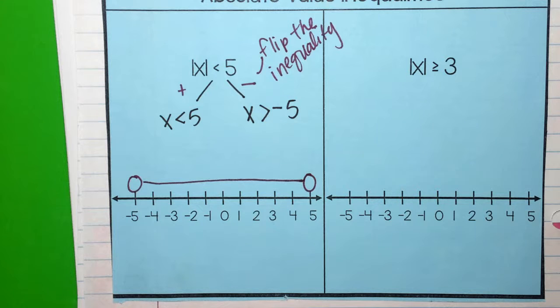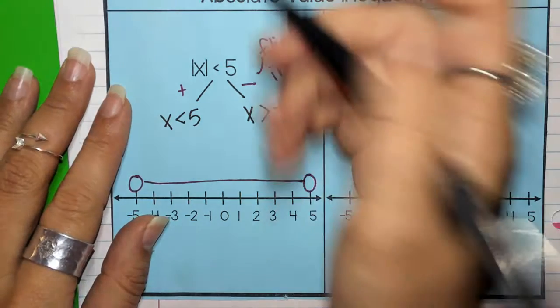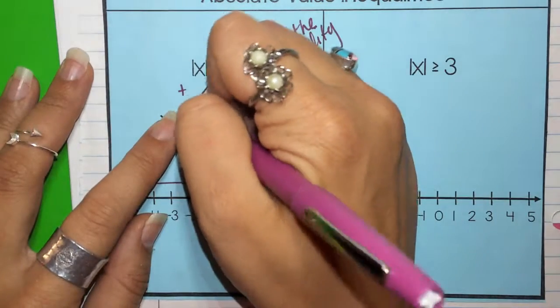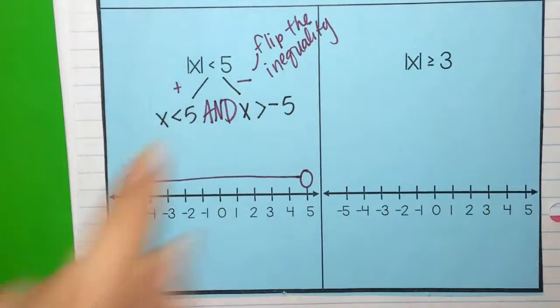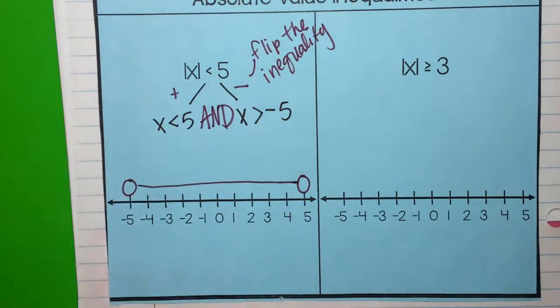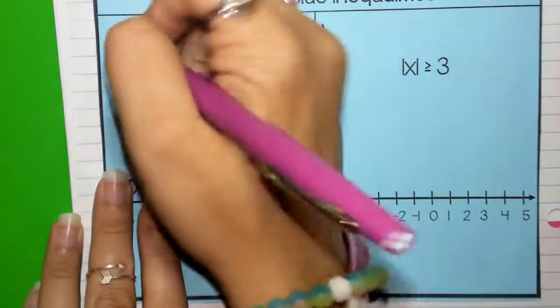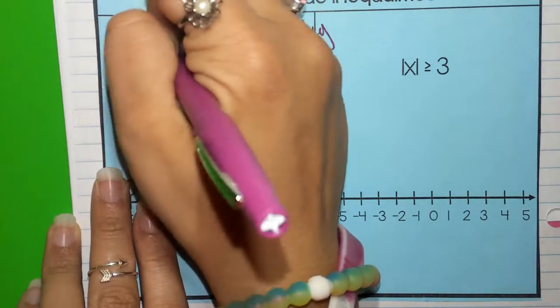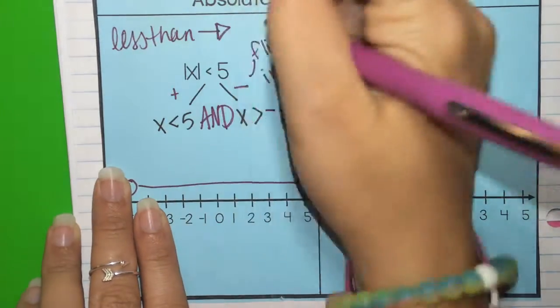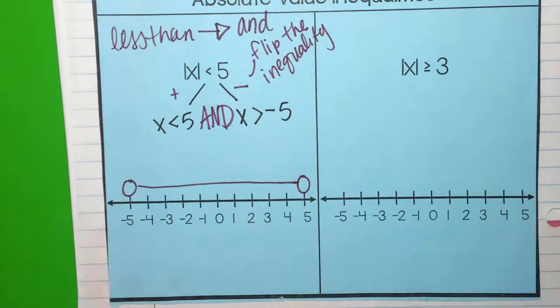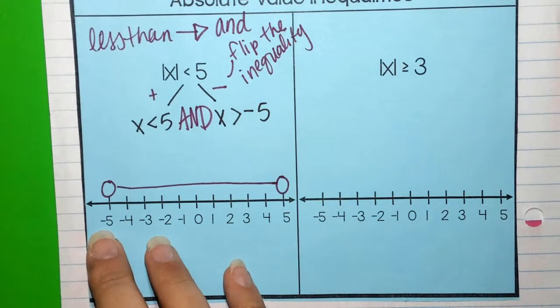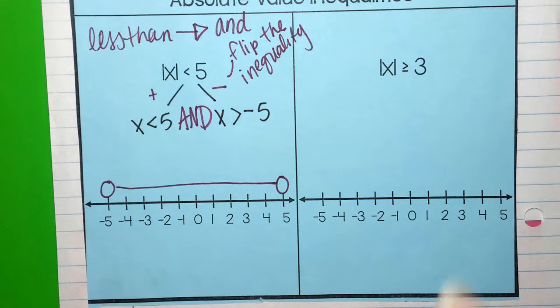What kind of graph does this look like? Does this look like anything we've done recently? Yeah, a compound inequality. This is an and. So what sign did we start out to begin with? Less than. So less than is an and. What do you think greater than is going to be? An or. Alright, so let's look at that.